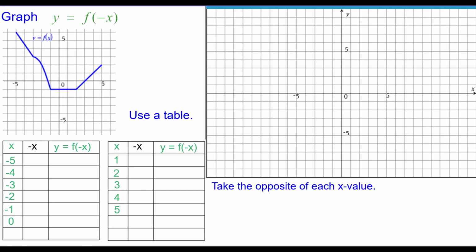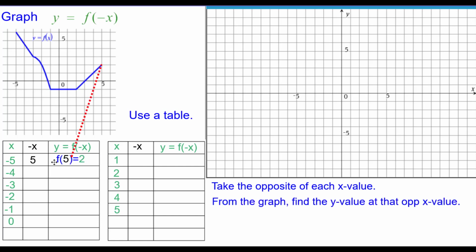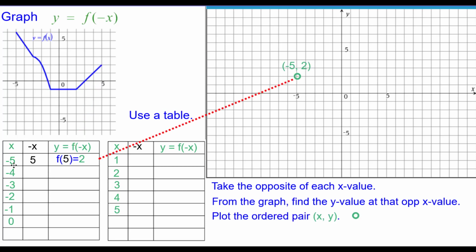We're going to take the opposite of each x value, because that's what it says to do, f of the opposite of x. So -5 becomes 5. And then we evaluate f at that opposite value, that 5, and we need to read that from the graph. So at x equals 5, the y value is 2, and then we plot that ordered pair, -5, 2. Please press pause anytime if I'm going too quickly.